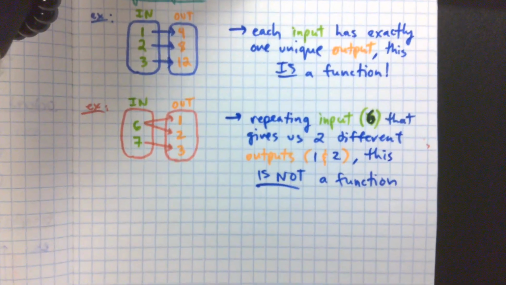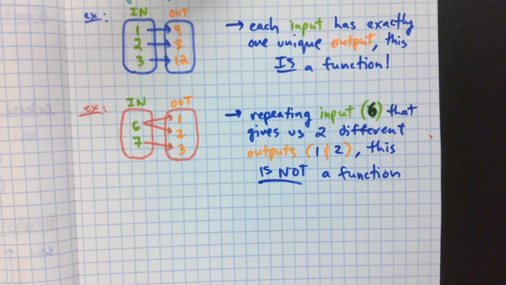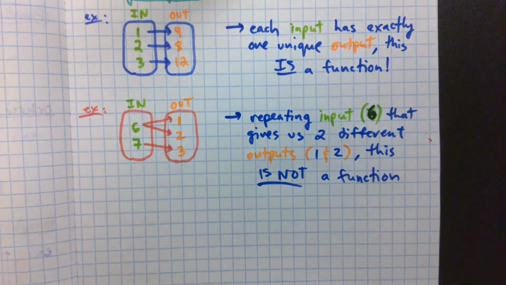So that's our mapping diagrams. I'll zoom out there a little bit so you can see the difference. The key thing here is each input needs to have its own unique output. All right, that's all we're going to do today.